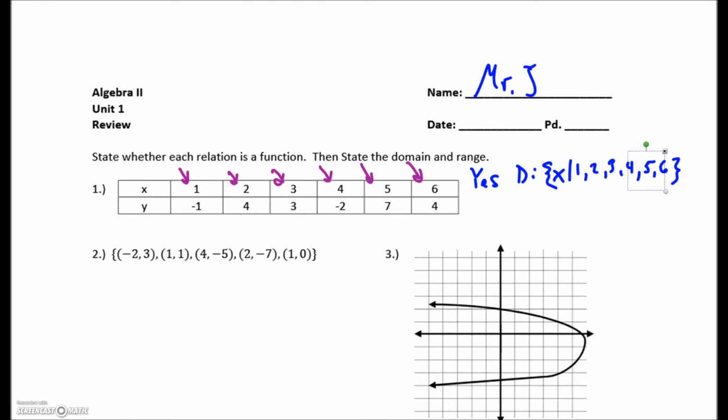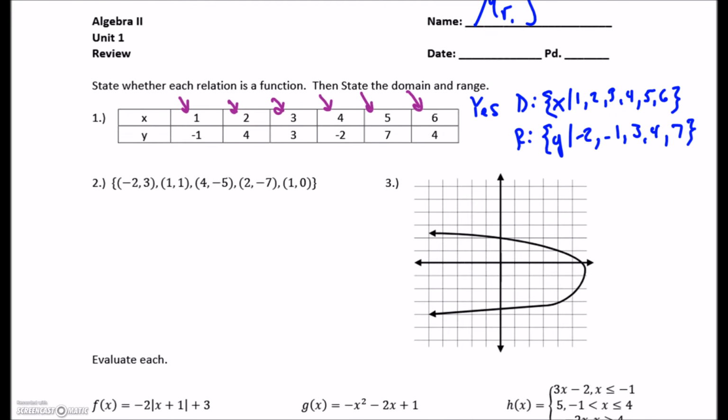And that's it, okay? The range is very similar. We're going to do the same thing, so I'm going to say the range here, except this time it's y, so I say y such that. Again, I list the y values. I want to do it in order from least to greatest, so the -2, then the -1, then the 3, the 4, and the 7. And notice the 4 occurs twice, but we only list it once when we do our range, okay?